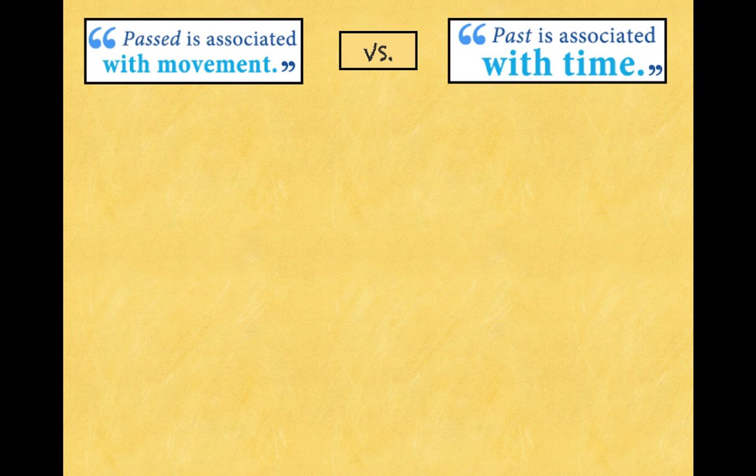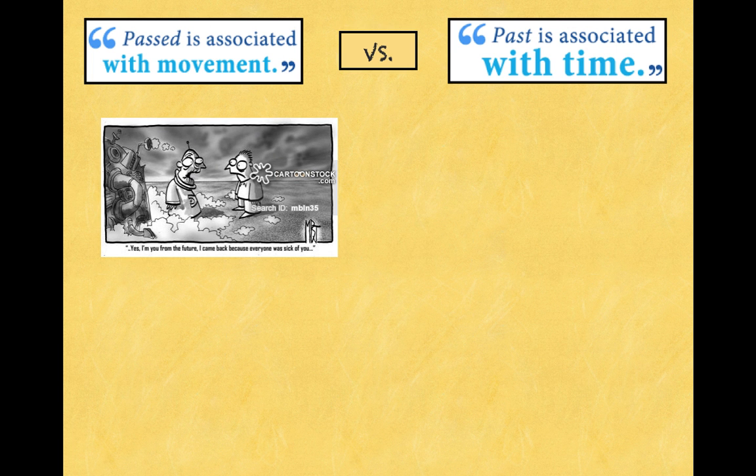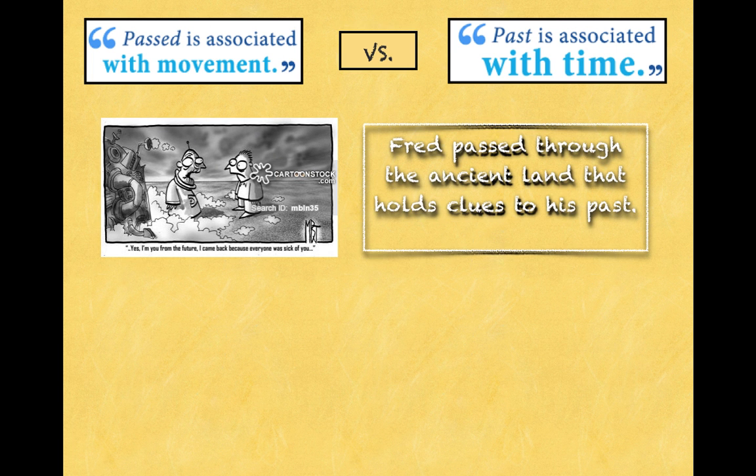Passed and past are 2 more common words that are sometimes confused. PASSED is a verb, the past tense of the infinitive to pass. P-A-S-T is a noun, meaning belonging to a former time or place. Fred passed through the ancient land that holds clues to his past. It seems like Fred didn't even like Fred back then.